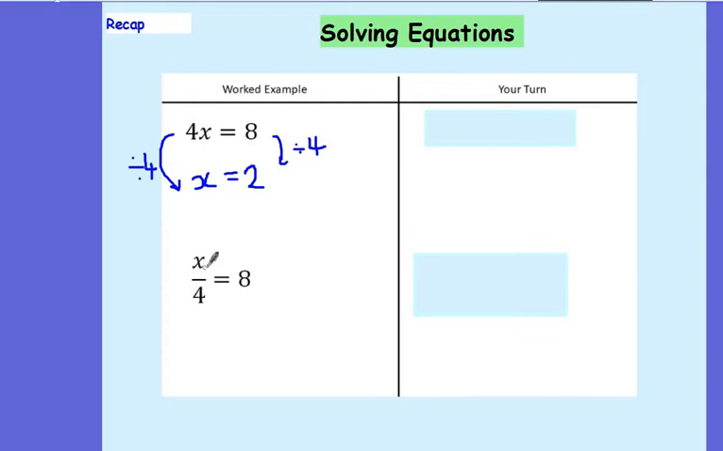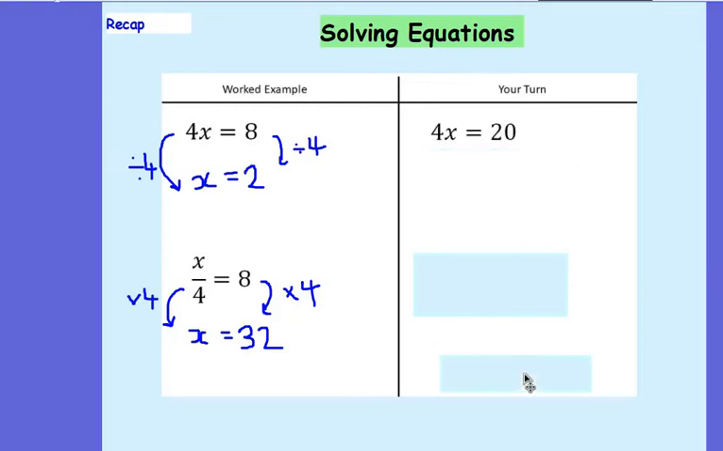For the second question, I've been told that x divided by 4 equals 8. Again, I want x on its own. To do this, I want to multiply both sides by 4. That leaves me with just x on the left-hand side. And on the right-hand side, I've now got 8 times 4, which gives me 32. Over to you, Year 8, in your light blue books. Pause the video for a minute or two and have a go at these two questions for me.